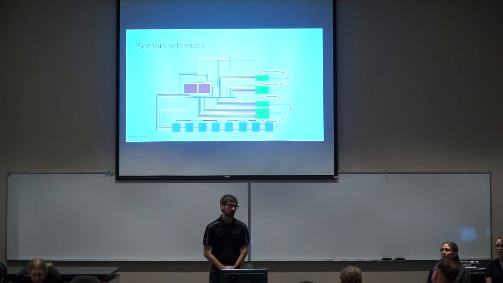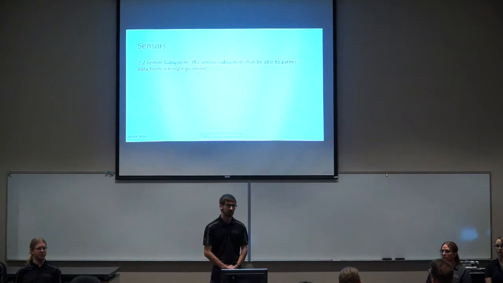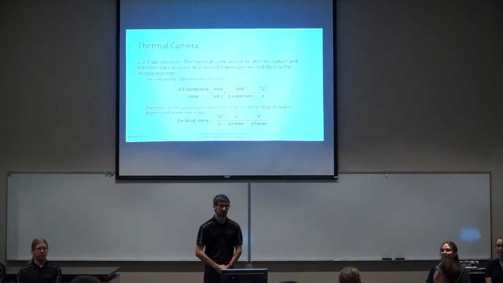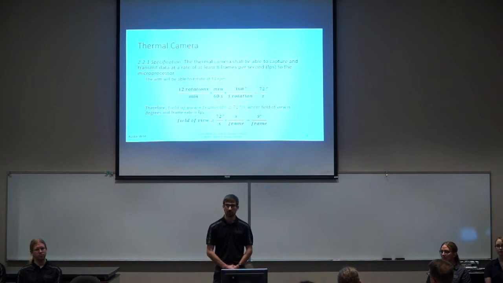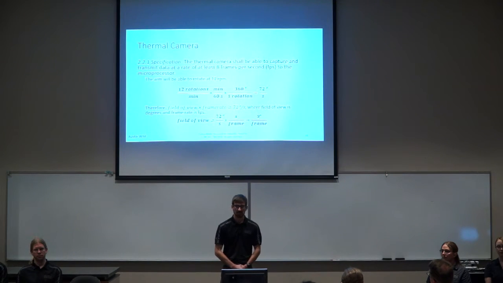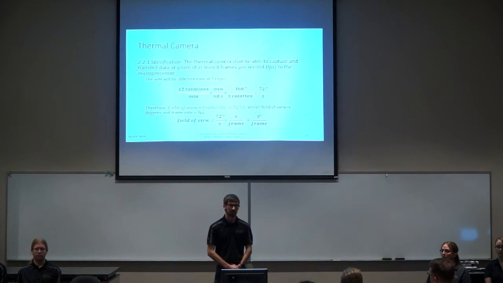The sensors, as was mentioned earlier, are represented by 3 of the green blocks in this block diagram. The first requirement for our sensors is that our sensor subsystem shall be able to gather information from sensing equipment. The first sensor we'll be using is a thermal camera, and we have specified that it shall be able to capture video at a rate of at least 8 frames per second. Given that our arm will be rotating at 12 RPMs, if we do some math, we find that the arm will be rotating at 72 degrees per second. Taking into account that we have 8 frames per second, we only need a field of view of 9 degrees per frame on our camera.